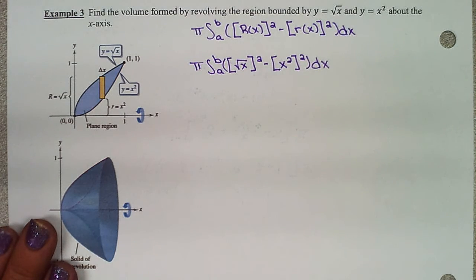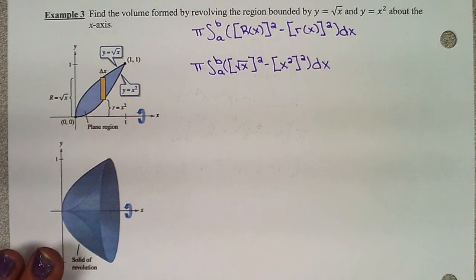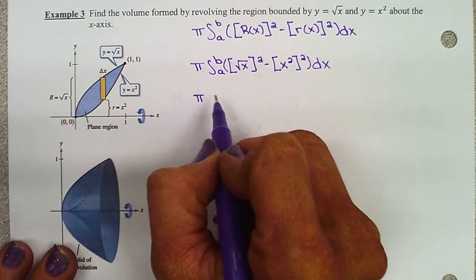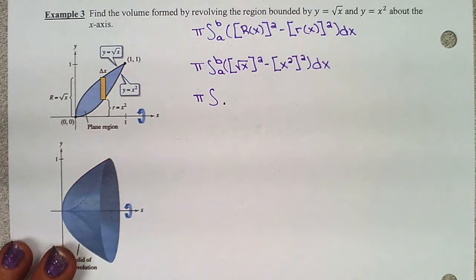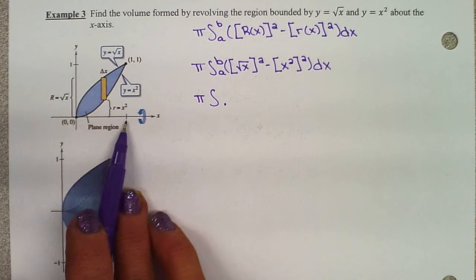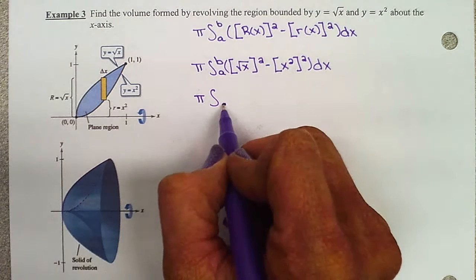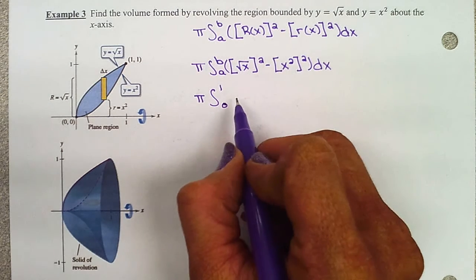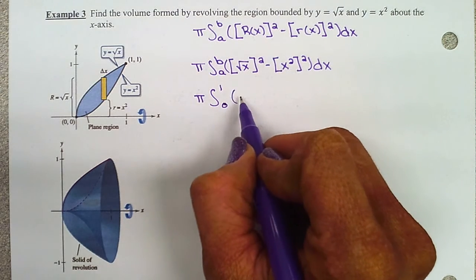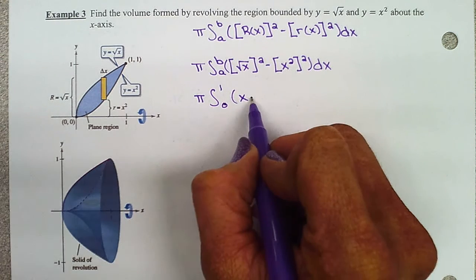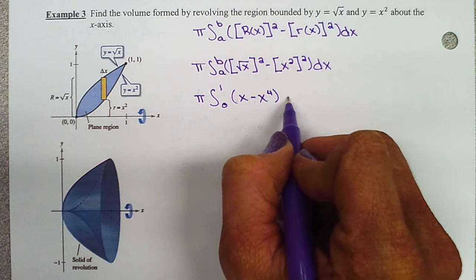So again, on this one, before we do any kind of integrating, we want to square these terms here. So this is going to be pi times the integral. Oh, but I didn't mean to continue to put a and b. We are integrating from x equals 0 to x equals 1. So from 0 to 1. If I square the square root of x, I'm just going to get an x. And here, if I square an x squared, I'm going to get an x to the 4th. So minus x to the 4th dx.